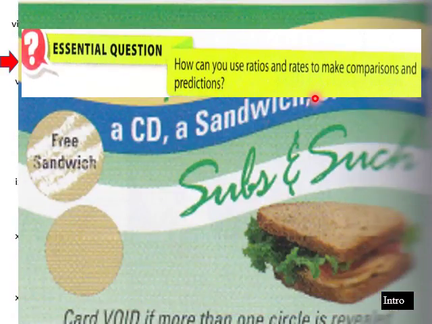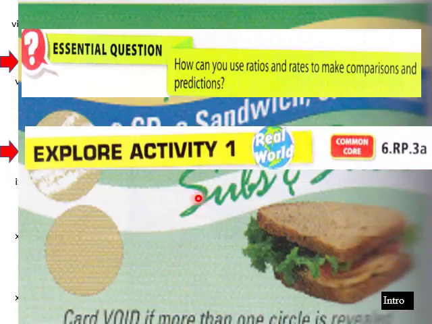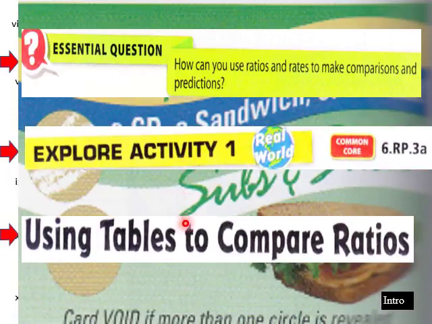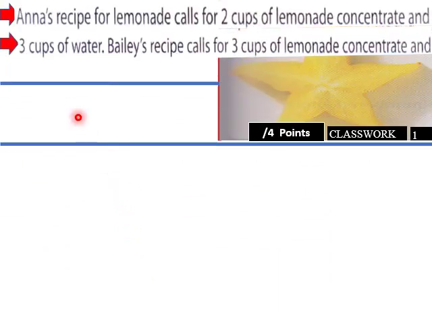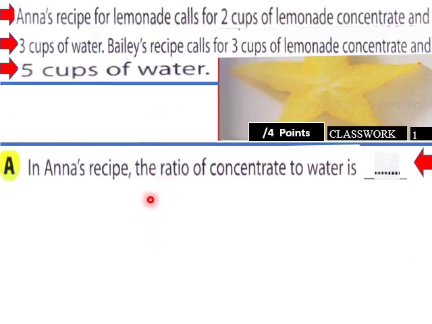How can you use ratios and rates to make comparisons and predictions? Our explore activity will be using tables to compare ratios. Anna's recipe for lemonade calls for 2 cups of lemonade concentrate and 3 cups of water. Bailey's calls for 3 cups of lemonade and 5 cups of water. In Anna's recipe, the ratio of concentrate to water is 2 to 3.